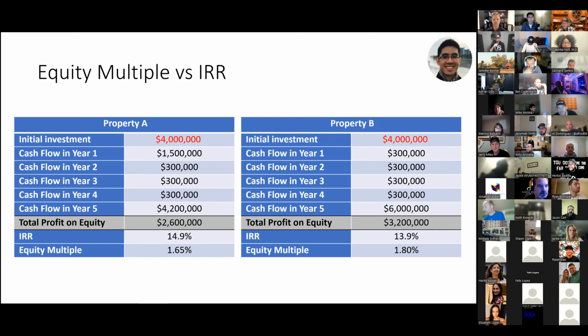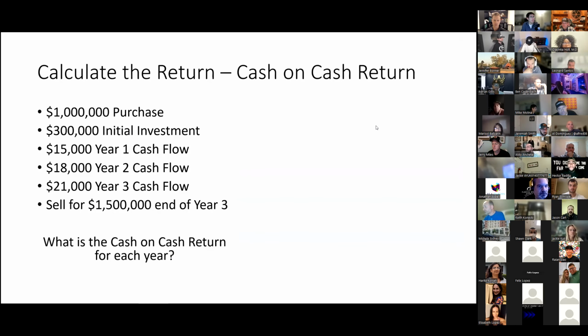Okay. So that's it for returns. I want to go back and tie everything together, oh wait, I forgot. I do have some examples for calculating returns. So let's do this. The first one is a cash on cash return. If you have a $1 million purchase and the initial investment is 300K, if you have 15K year one cash flow, 18K year two cash flow, 21K year three cash flow, and then you sell for 1.5 million at the end of year three, what is the cash on cash return for each year?